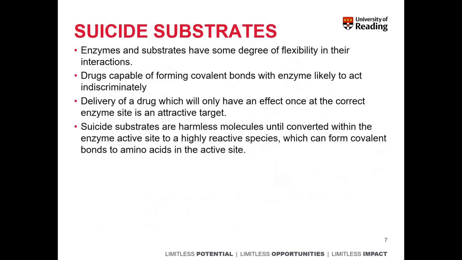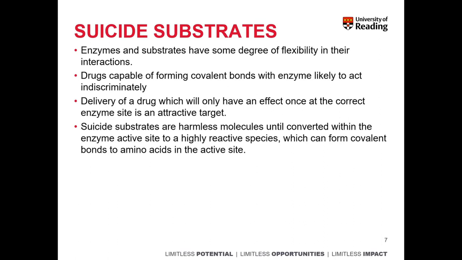Now we'll finish up by looking at the concept of suicide substrates. Now enzymes and substrates have some degree of flexibility in their interactions, so this explains why enzymes can turn over multiple substrates. Now drugs capable of forming covalent bonds with the enzyme are likely to act indiscriminately. So they are likely to act on not only the enzyme but also other enzymes or biomolecules that we may not want to react with. And so drugs capable of forming covalent bonds can react with a wide variety of targets, not just the targets that we want it to go after.